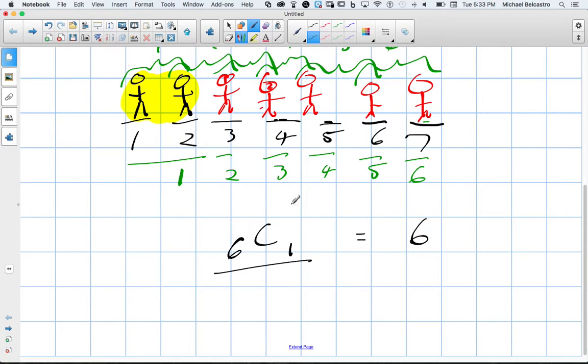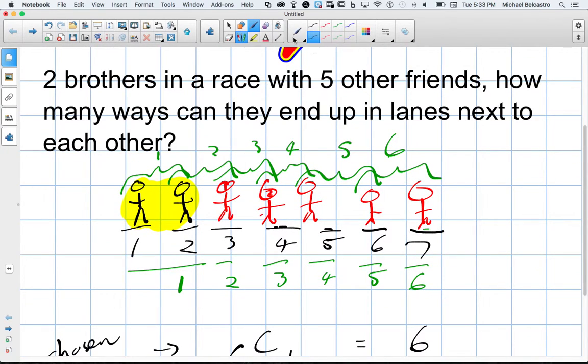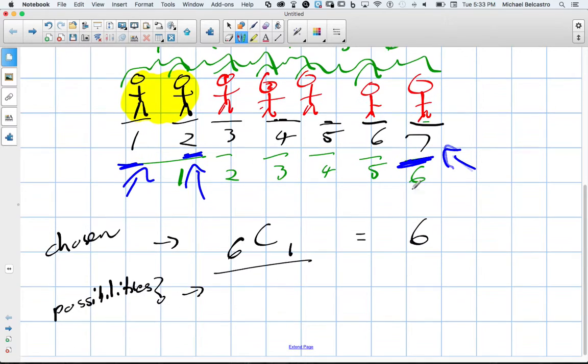Our other one though, this is probability. So these are all the ways that they can be chosen, right? This is all the ways that we can choose these guys. But how many possibilities are there? That's our major question here. Well, let's go back. Remember, it was 2 brothers, and these 2 brothers are being put into 7 different lanes. So there's a total of 7 options, and there's 2 individuals. How many different ways can we place these 2 individuals out of the total of 7 options?